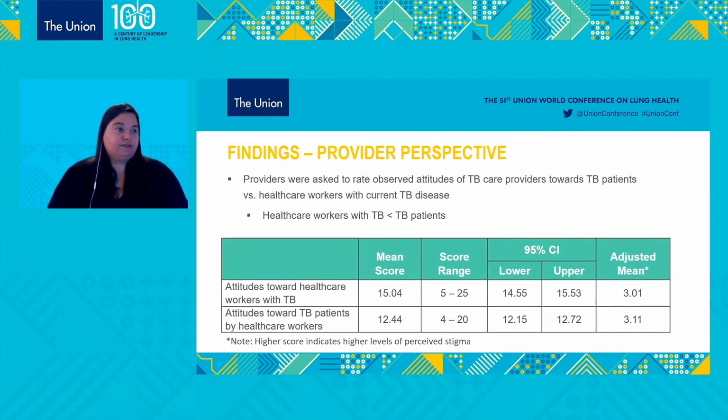So looking at the findings from the provider perspective, this was a very similar activity to what we did with patients. But providers were also asked to reflect on a series of statements using the Likert scale. However, the providers were only asked about 2 different domains of stigma. And so this would be stigmatizing or discriminating attitudes from healthcare workers towards TB patients, and then stigmatizing or discriminating actions or attitudes from healthcare workers towards other healthcare workers who are known to have TB. So like the patient scores, responses from the providers on the Likert scale were converted to a score on a scale of 1 to 5 for each of the 2 domains. And again, with a higher score indicating a higher level of perceived stigma.